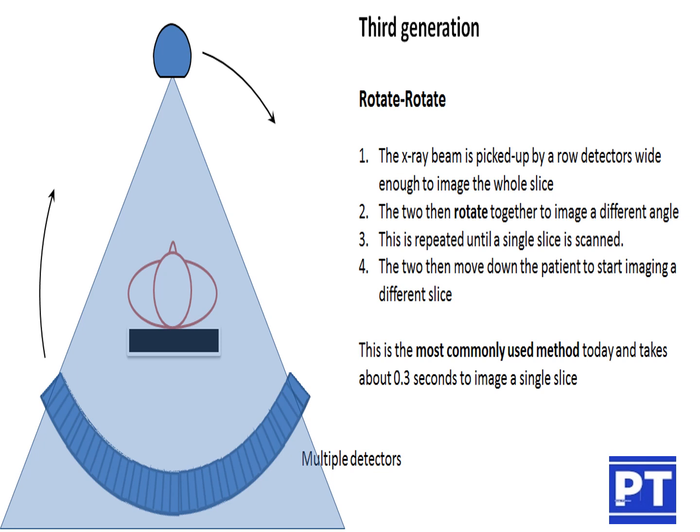The X-ray beam is picked up by a row of detectors wide enough to image the whole slice. So the whole slice can be imaged. The two then rotate together to image a different angle. This is repeated until a single slice is scanned. The two then move the patient to start imaging a different slice. This is the most commonly used method today and takes about 0.3 seconds to image a single slice.